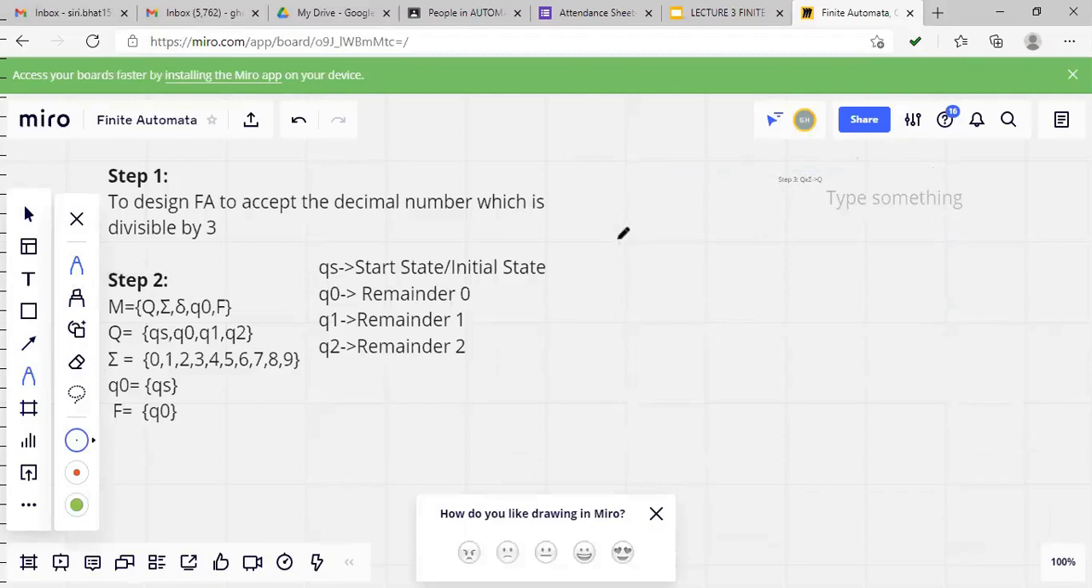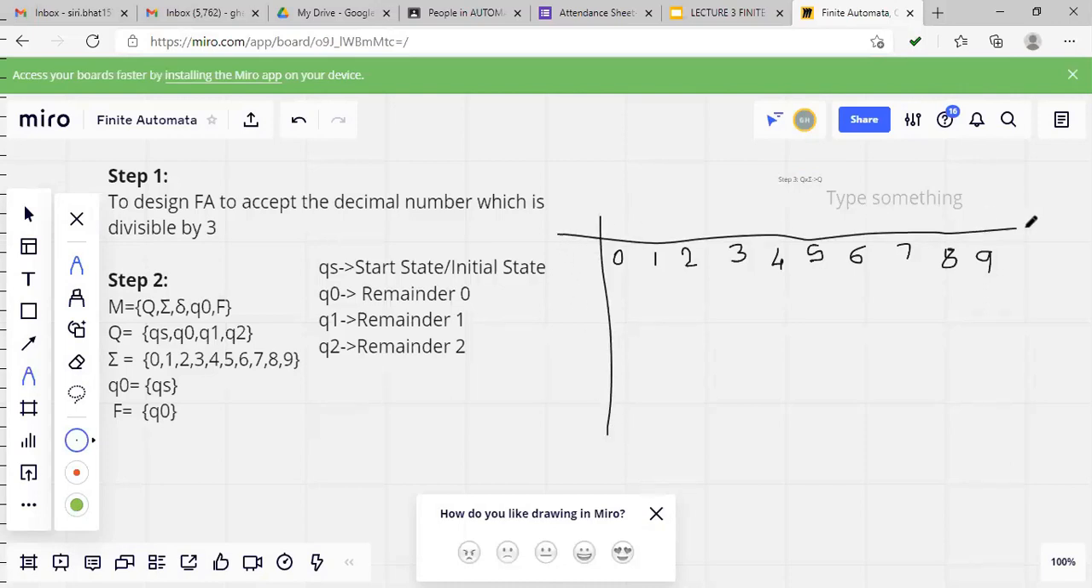Okay, what are our states? So 0, 1, 2, 3, 4, 5, 6, 7, 8, and 9. This is the state table we are drawing. This is your step 3. So this is my input. Here we'll be writing the input, and here we'll be writing the states: QS, Q0, Q1, Q2, all the states that we have written here.